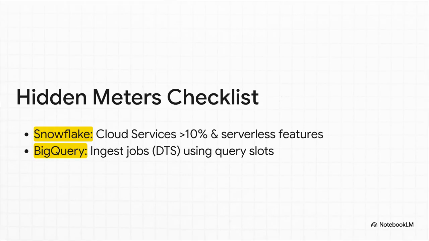So here's what you need to keep an eye on. On the Snowflake side, you've got to watch that cloud services overage like a hawk. And remember, serverless stuff like tasks or search optimizations, they have their own meters running. And for BigQuery, the big surprise can be data ingest. Some of those data transfer jobs now eat up the same slots your queries need, so your big nightly load could actually be slowing down your morning dashboards.